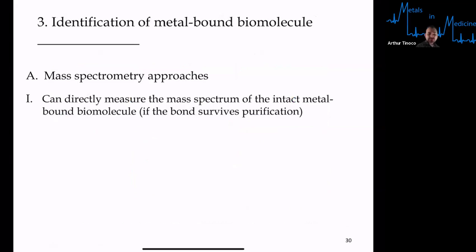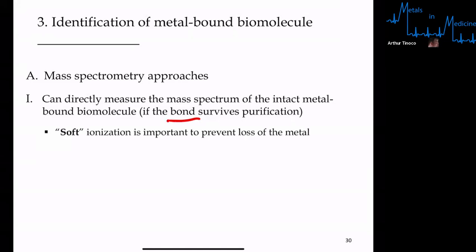All right, so I'm going to start here, but I'm not going to finish. Mass spectrometry. This is a technique quite helpful in terms of its sensitivity, but destructive. We've looked at a few examples already of how it destroys. So if we're trying to use it for something that is protein containing or small molecules, how do we use this? You can directly measure the mass spectrum of the intact metal-bound biomolecule if, and very importantly, if the metal bond actually survives purification. So you go through the extraction, you go through the purification, with the hope that this actually happens.